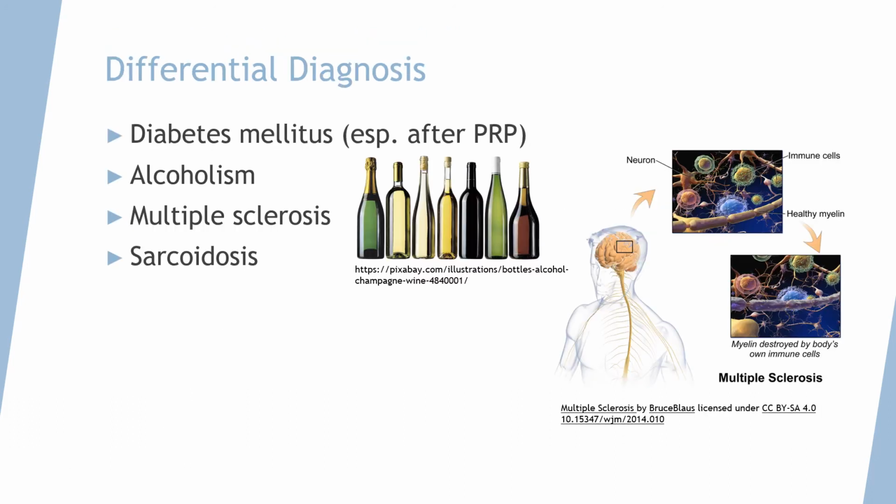The differential diagnosis to syphilis presentation includes diabetes mellitus, especially after panretinal photocoagulation treatment, alcoholism, multiple sclerosis, as well as infiltrative diseases like sarcoidosis.